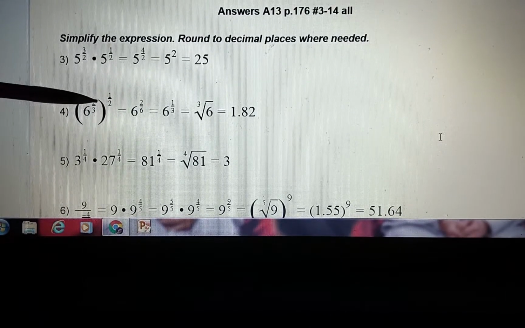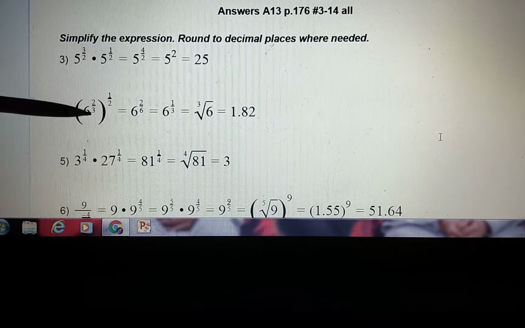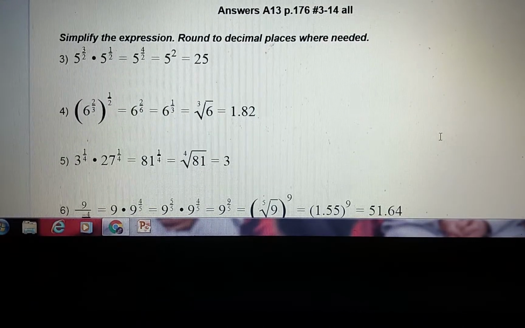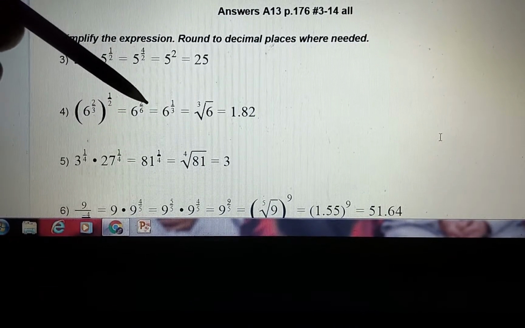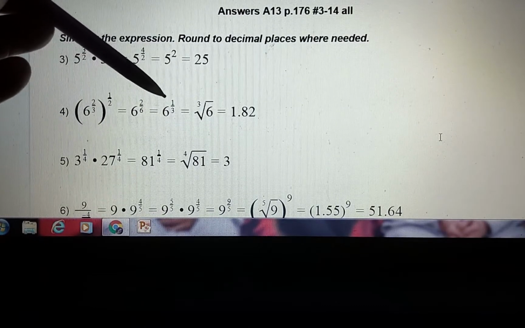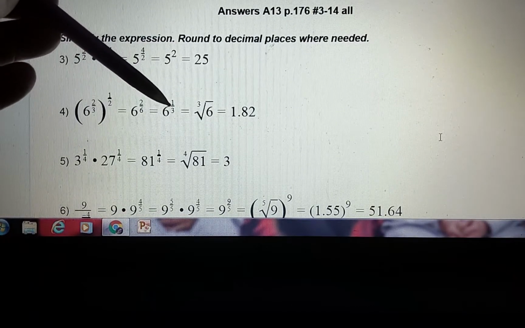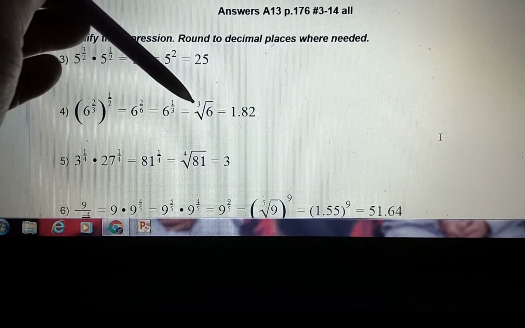Or when you look at this, notice the 2 on top and the 2 on bottom cancel out, so it just becomes 1 over 3. Okay, one base, one exponent. I know it's a fraction, but it's still only one exponent. Turn it into the radical.